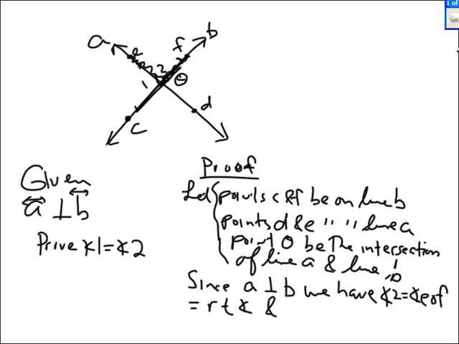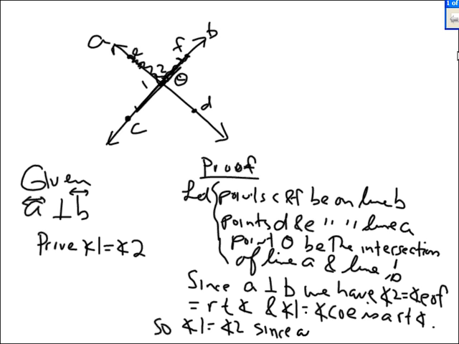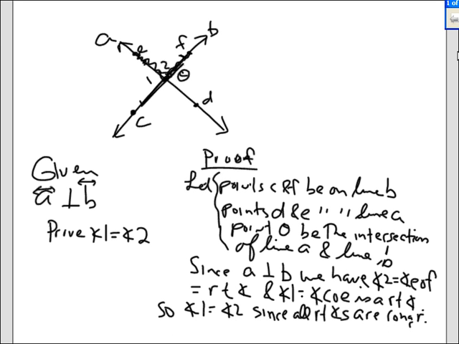And angle 1, which is angle COE, is a right angle. So angle 1 equals angle 2, since all right angles are equal. I hate the fact that they don't say equal, but they use this strange word congruent. All right angles are congruent. So I feel that that's proven.